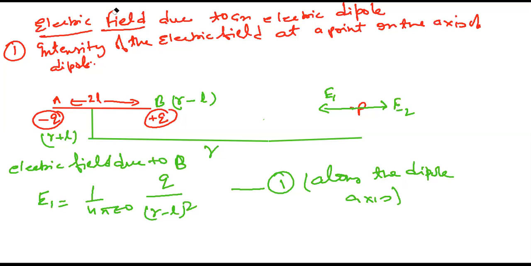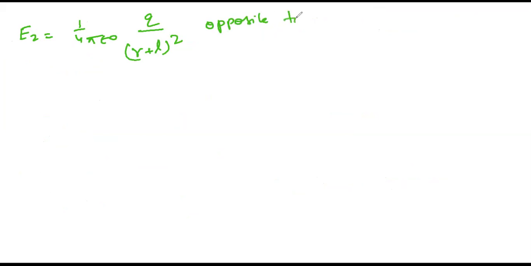Next part. I've written this part, then I should change the page. Yes. Next part is for E2. E2 is equal to 1 by 4 pi epsilon naught Q divided by R plus L whole square. This is opposite to the dipole axis. This is your equation 2.